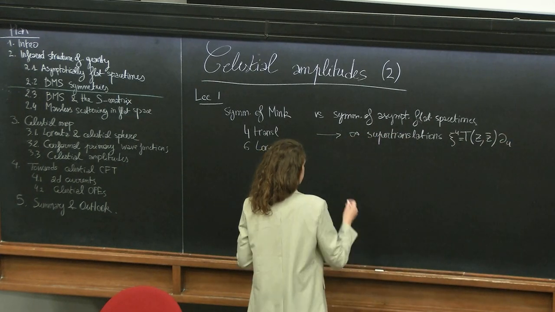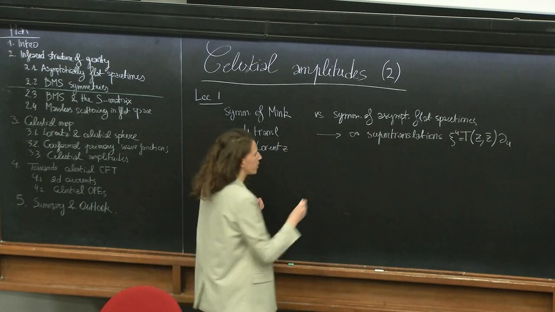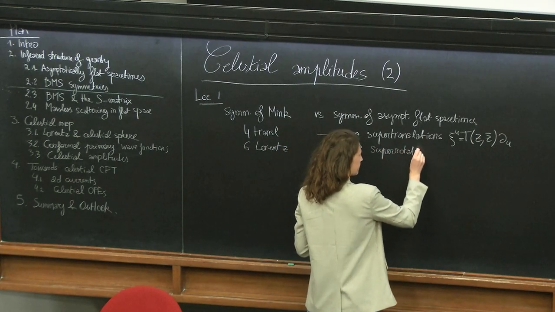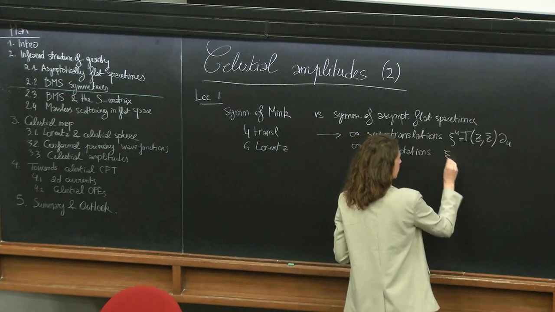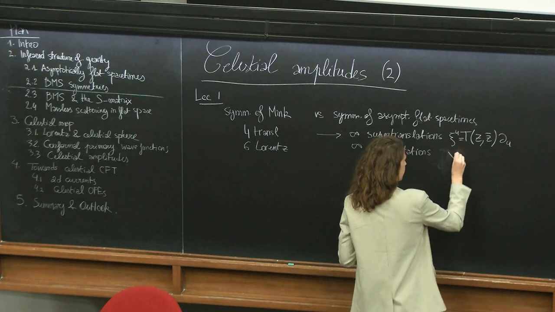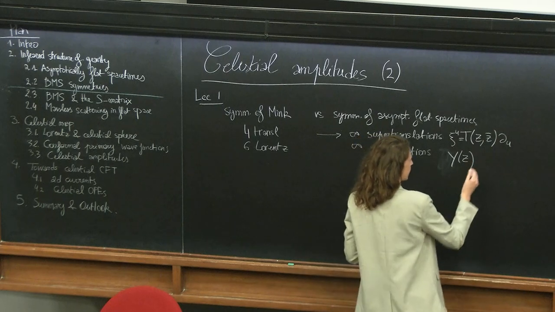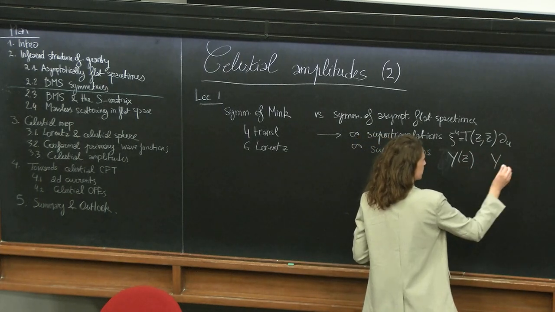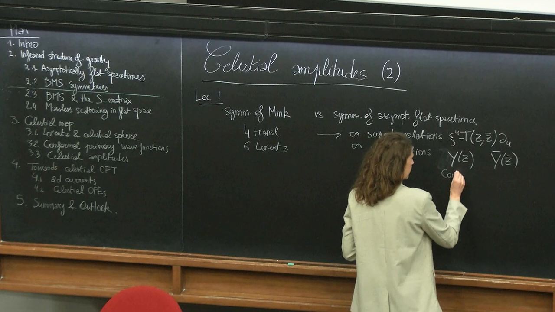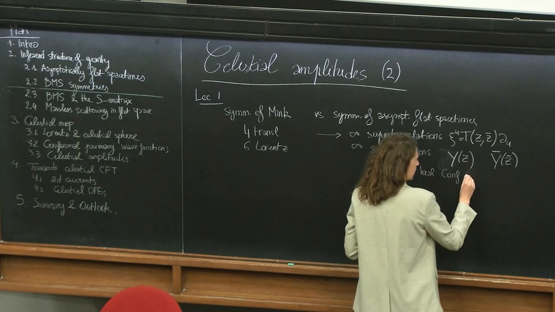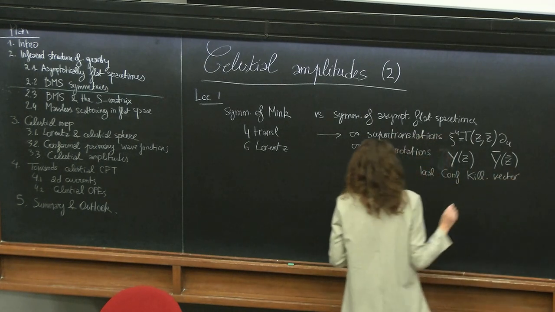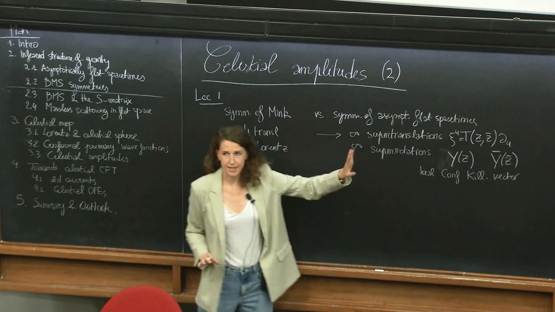And similarly, there is a sense in which we can enhance the Lorentz part of the Poincaré group to an infinite amount of superrotations, spanned by conformal Killing vectors. So we have 2 copies of them in these complex coordinates, Y, which depends only on z, and Y bar, which depends only on z bar. So these are local conformal Killing vectors on the sphere. Okay? So this is what is known as the extended BMS group.